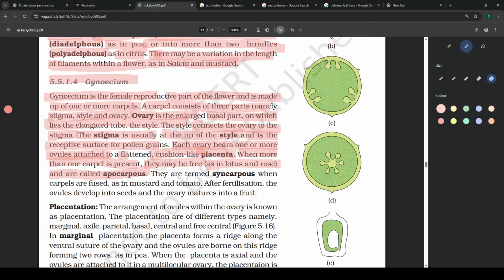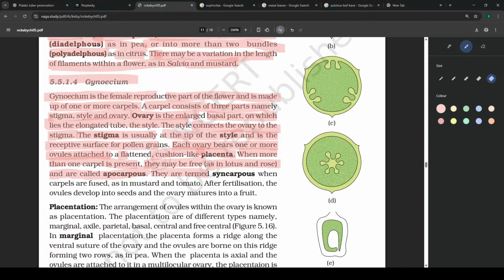Normally we think that a flower might contain only one ovary or one gynoecium. If there is only one pistil or carpel, it is called monocarpous. The condition described here is where there are many carpels or pistils, but they are not fused. This can be seen in the case of rose and lotus. There will be many carpels, many gynoeciums, but they won't be fused. This is called the apocarpous condition.